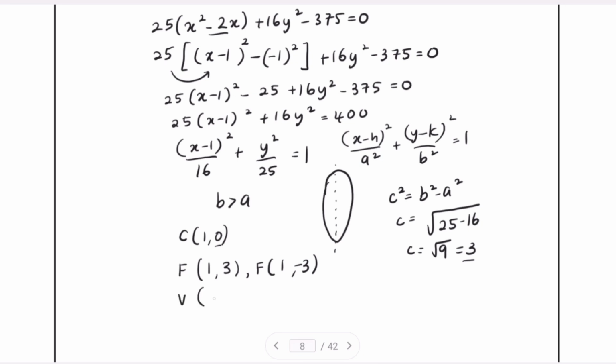For the vertex, H also remains the same. So we're going to add B to the K. Our B is 5, from B squared equals 25. So it's going to be 0 plus 5, which is 5. And the other one is 0 minus 5, which is negative 5.